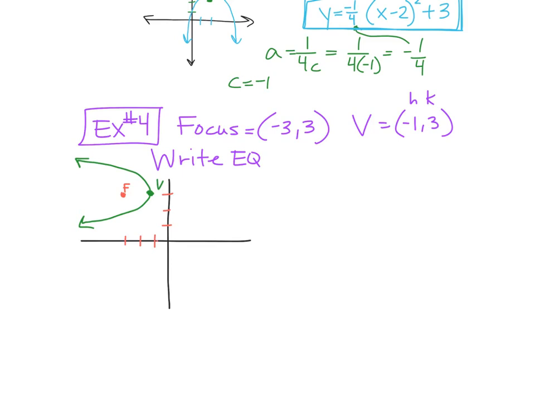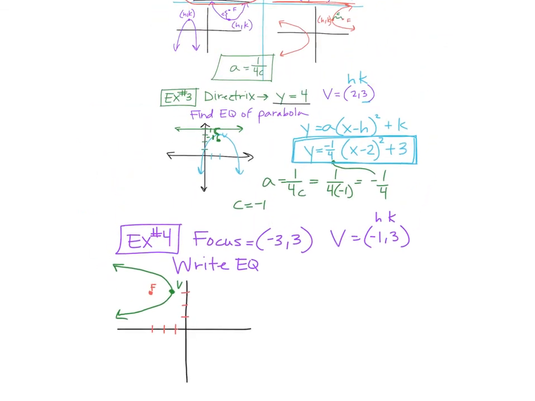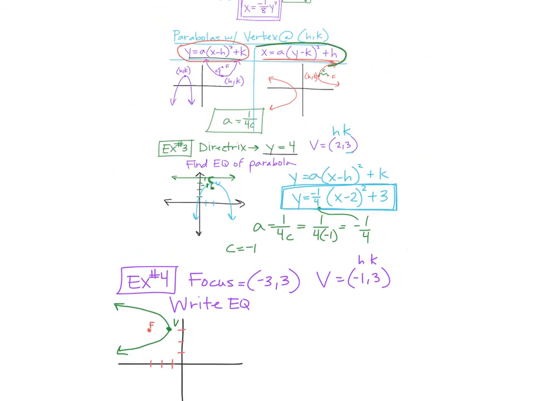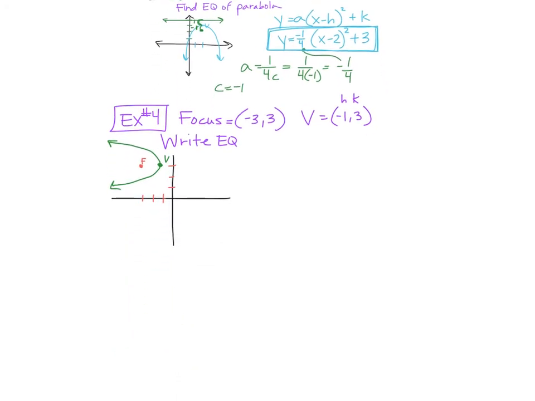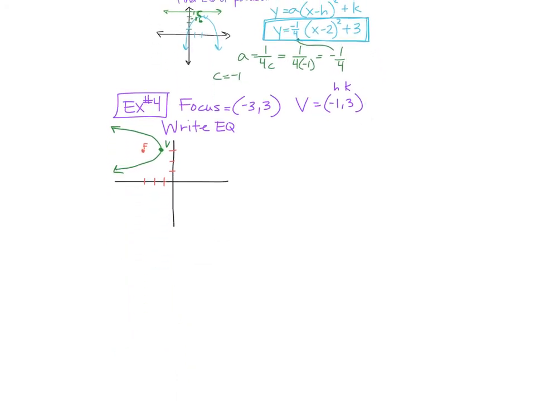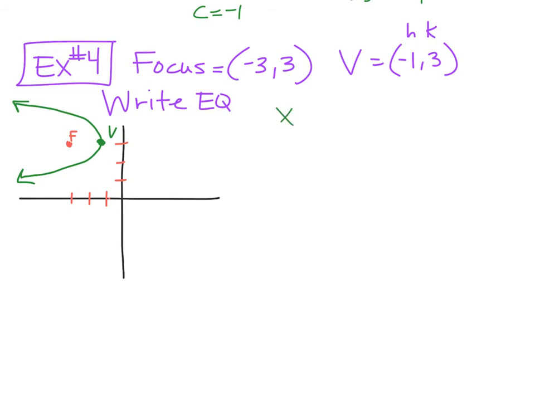Okay. So if we're going to write an equation, it's opening to the left. Remember, when it opens to the left, we use this one. So we are using the equation x equals a times (y minus k) squared plus h. Okay, so h and k get switched, x and y get switched, and this is our setup.